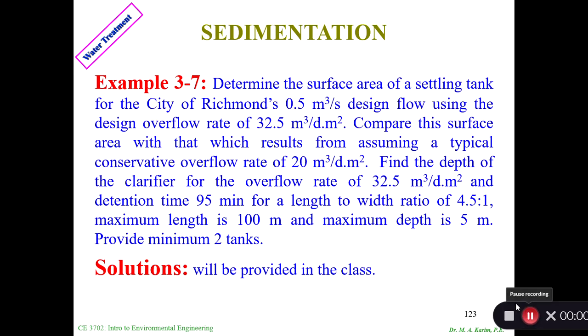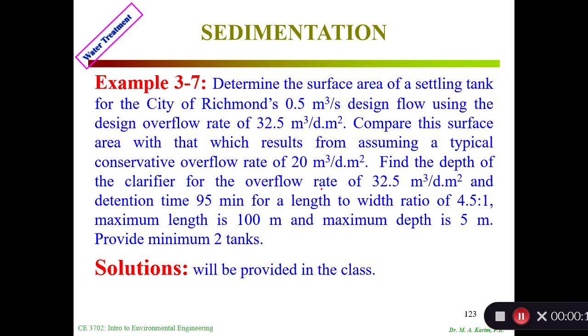We'll design the problem. Determine the surface area of a settling tank for the city of Richmond, that is 0.5 meter cube per second design flow, using the design flow rate of 32.5 meter cube per day per meter square. Compare this surface area with that which results from assuming a typical conservative overflow rate of 20 meter cube per day per meter square.